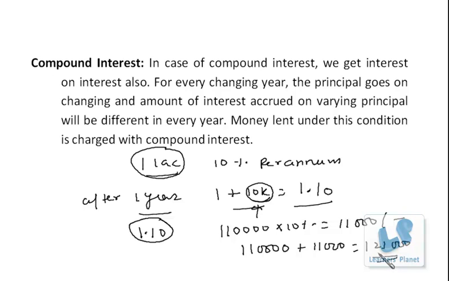Now for the third year, suppose I do not return the money even after the second year, then for the third year my principal will be 1 lakh 21,000.